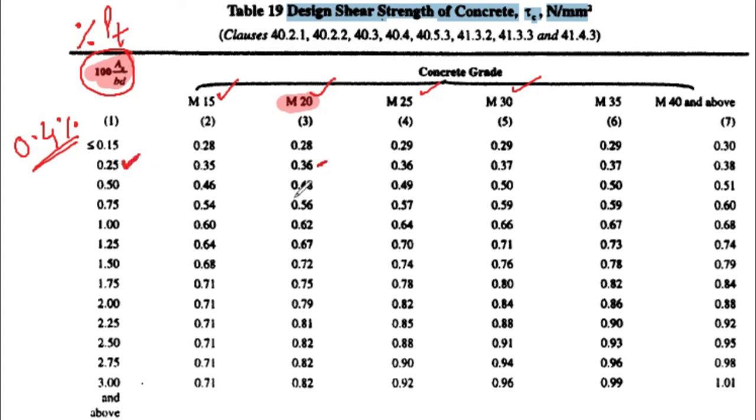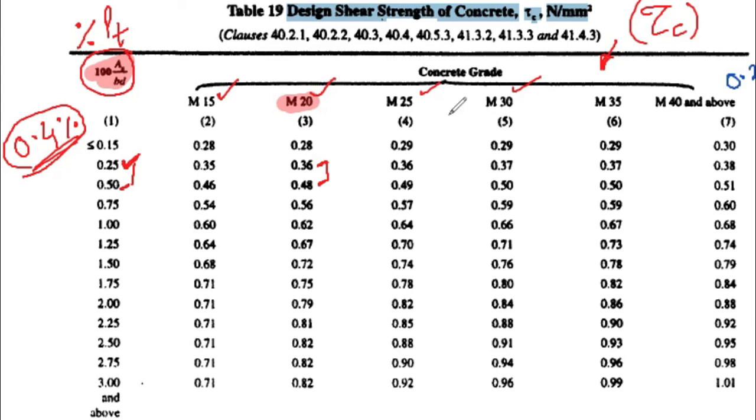For 0.25 percentage, what is the answer? 0.36 is the value of tau c. This is the value of tau c. The value of tau c is given in this table for different grades of concrete. Okay, and for 0.5 the value is 0.48. So we want the value for 0.4. So we should do the interpolation now. So how can we calculate the value? We can calculate the value simply by, here we can say, for this 0.25 percentage of steel, the value is 0.36.